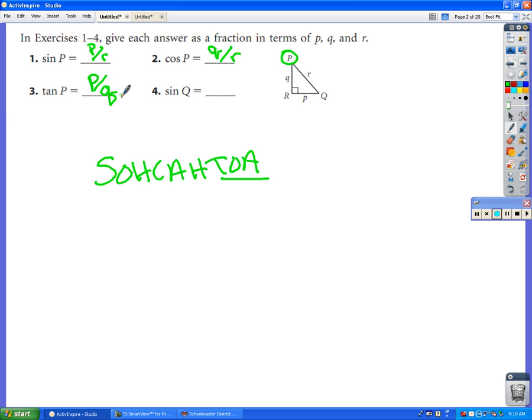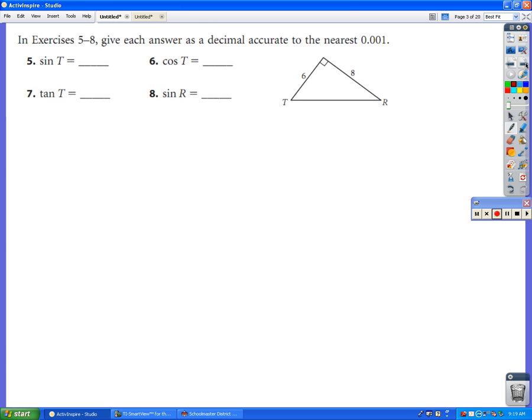Okay? And then for the last one, we need to switch the angle that we're looking at. Now we're looking at angle Q. And so that is opposite side over the hypotenuse. So what is opposite angle Q? Q over R. Right. Opposite of angle Q is side Q, this side over here. And then the hypotenuse is R. Okay? So again, like I said, that's just a review of SOHCAHTOA. All right? Okay, next questions.